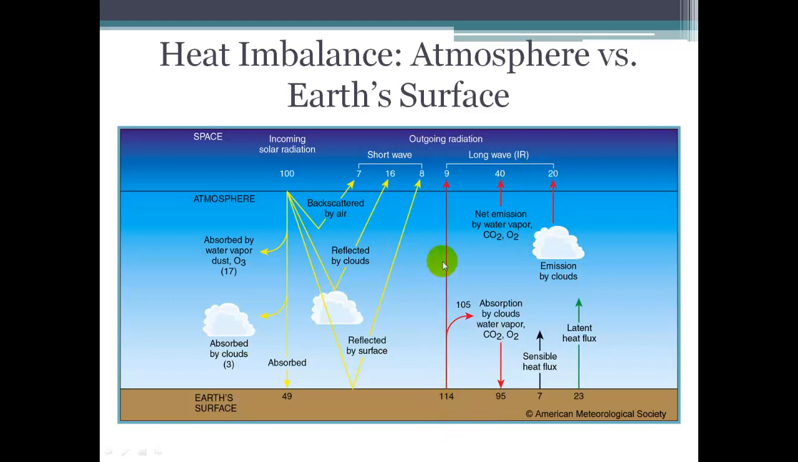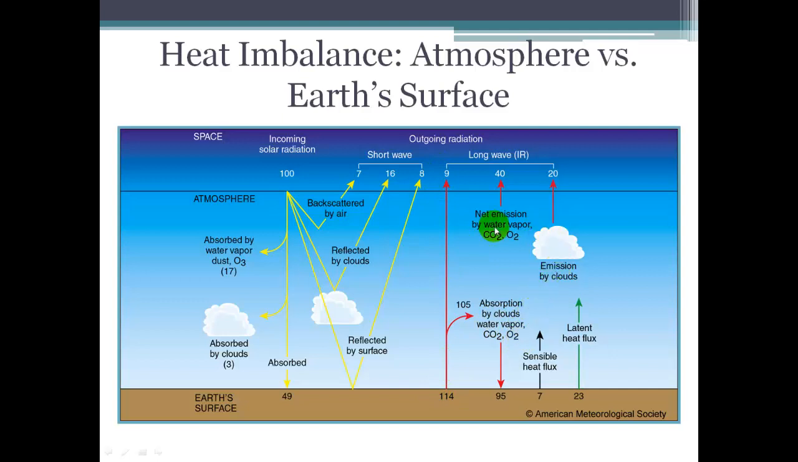So the energy that's emitted by the Earth, some of it is absorbed by the atmosphere. In fact, the bulk of it is absorbed by the atmosphere, by the greenhouse gases. They warm up and send more heat back down to the Earth's surface. Some of the energy is let go. It is emitted to space. That's from the Earth itself.